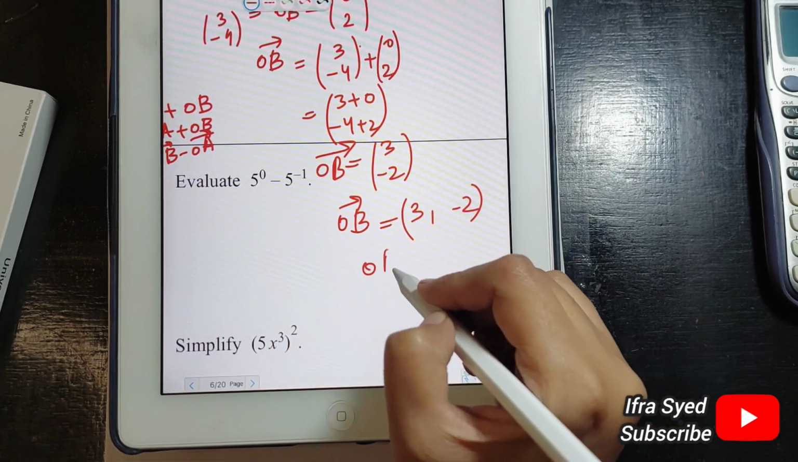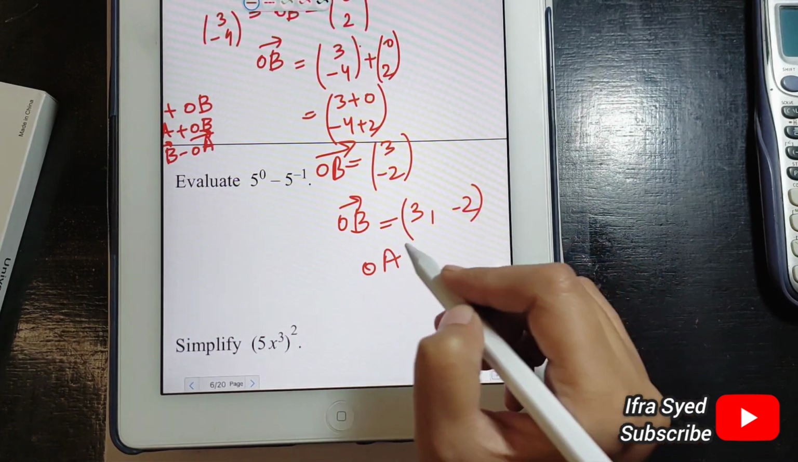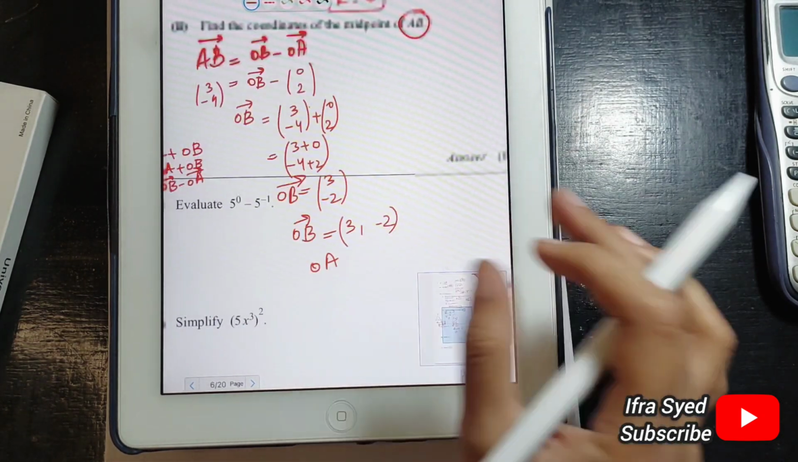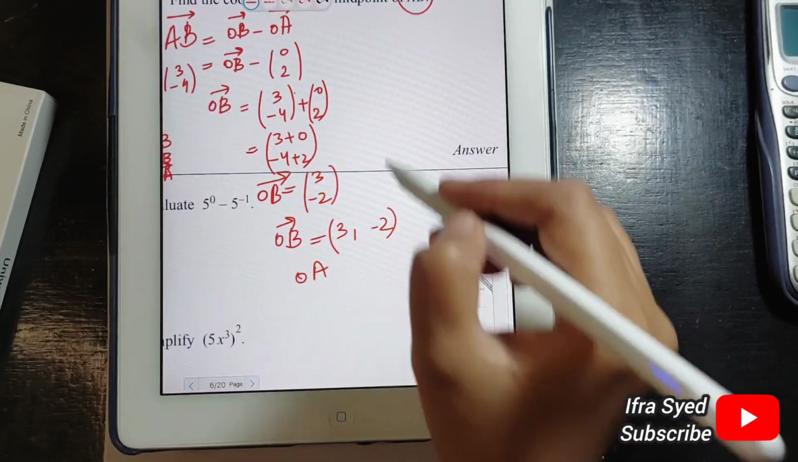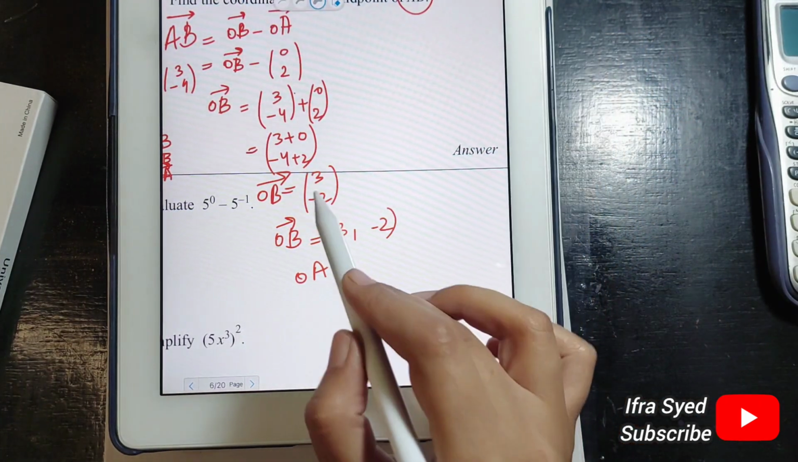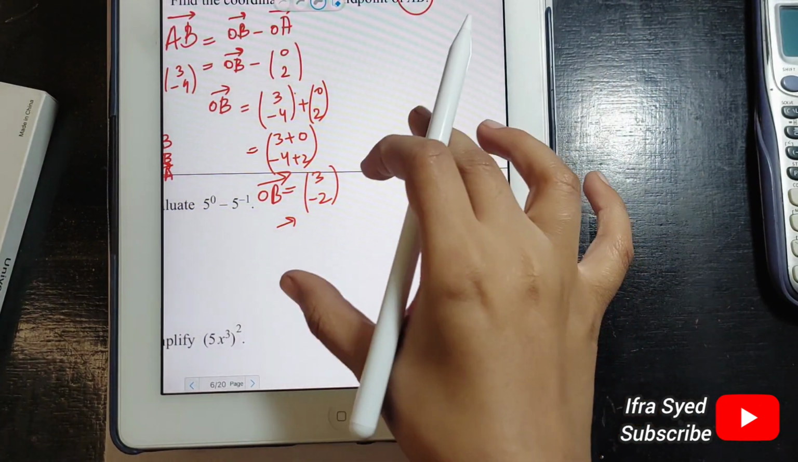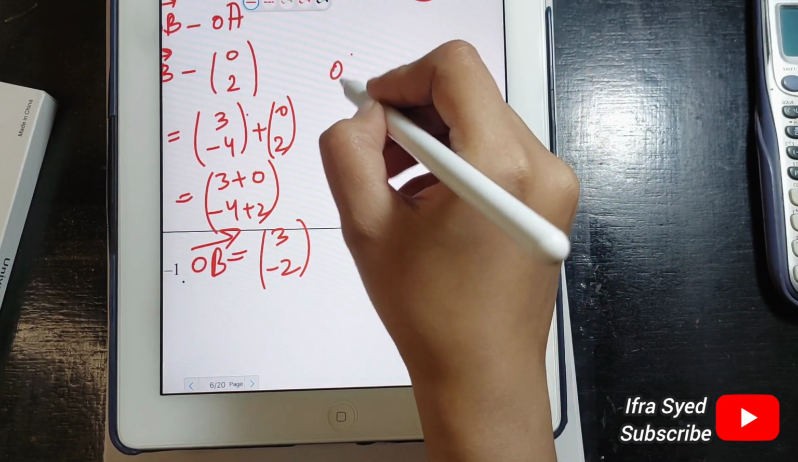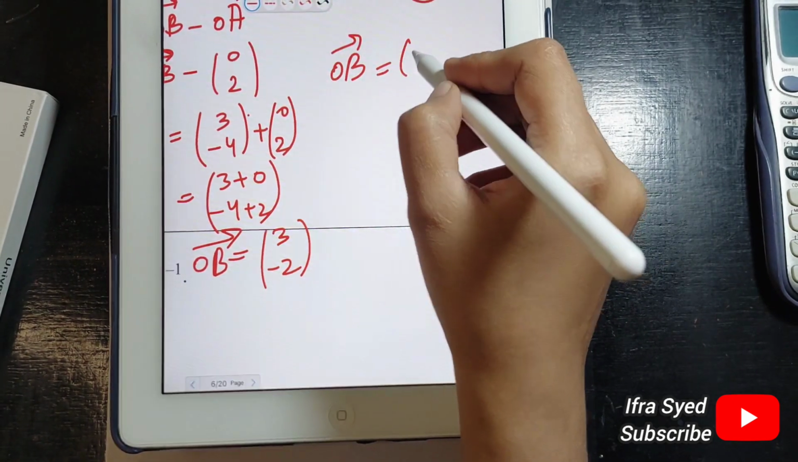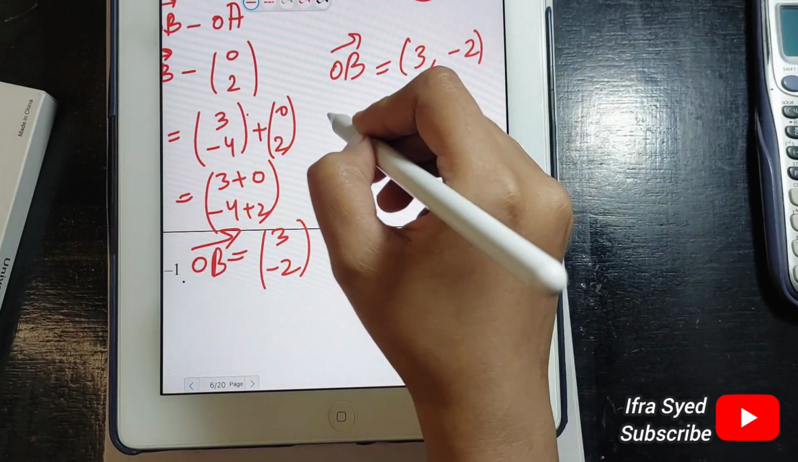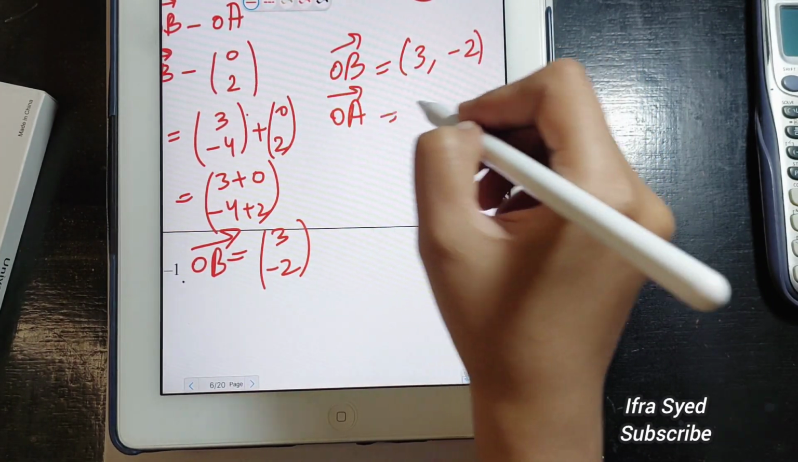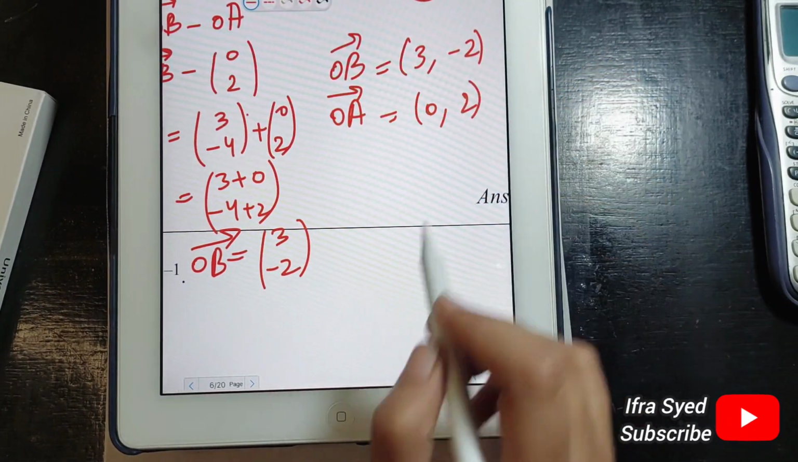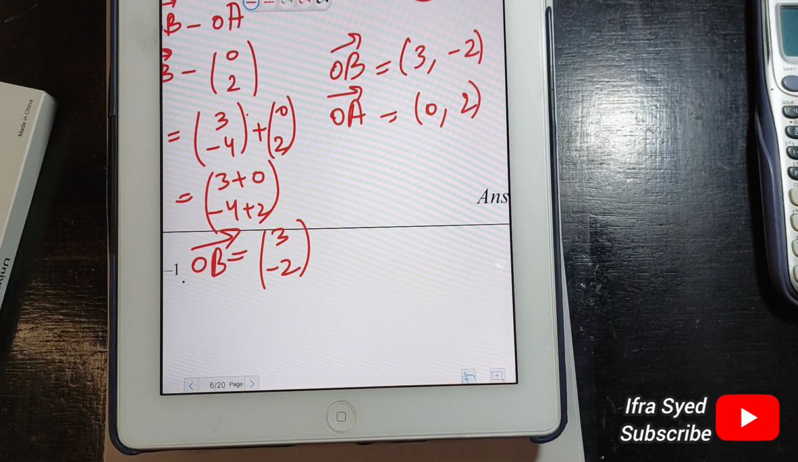And OA is equal to... let's write it a bit here because this is the space of another question. So I'm writing here that OB is equal to (3, minus 2) and OA is equal to (0, 2). So we can easily find their midpoint.